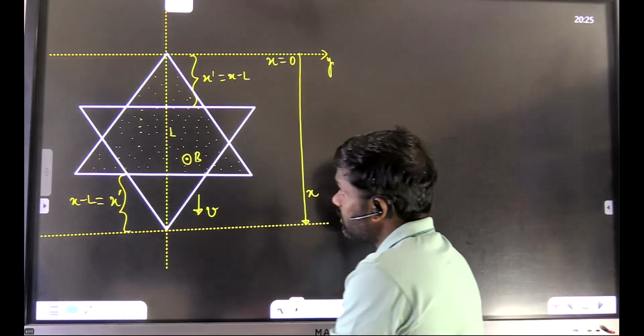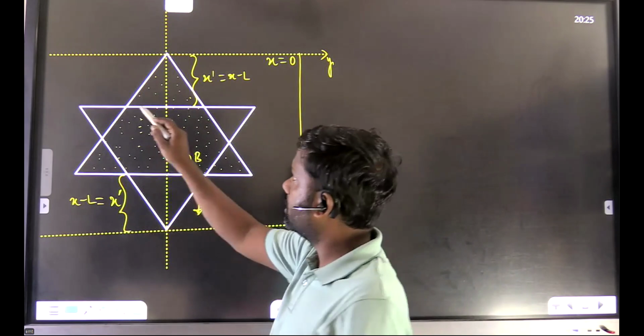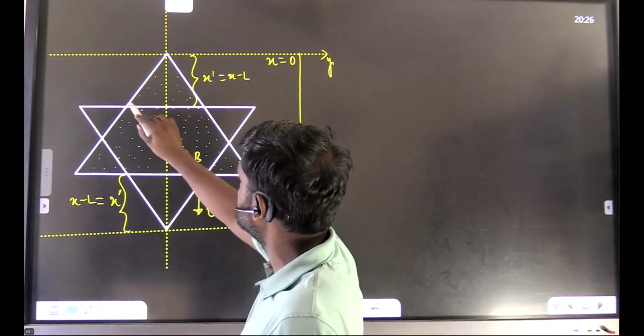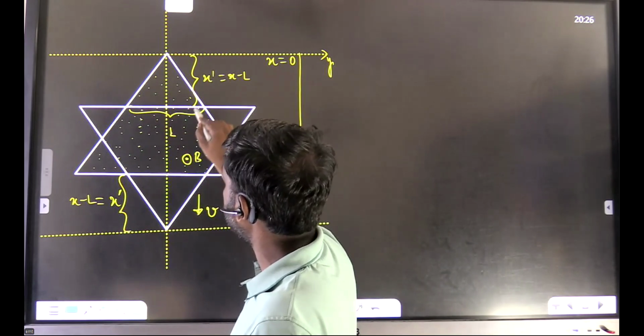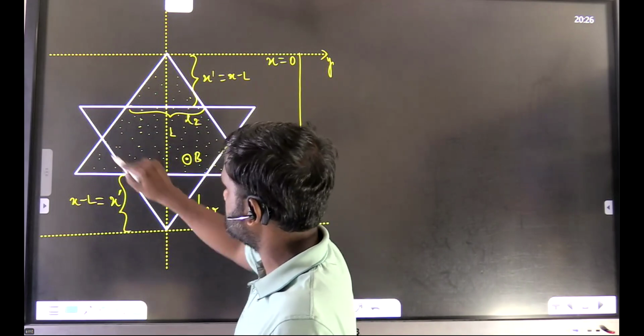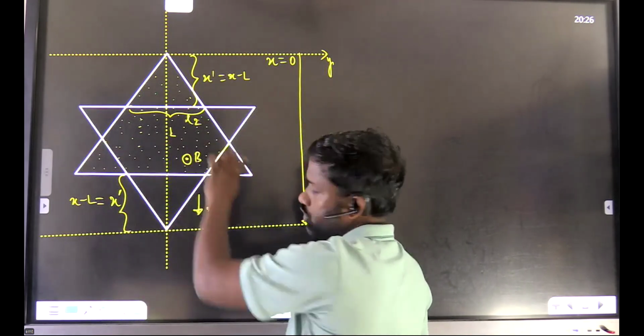All right. Now you see the portion of this moving conducting loop which is inside the magnetic field is this one. This portion is inside. So let us call this length L2. And see, this portion is inside and this portion is inside. ये portion और ये portion अंदर है.